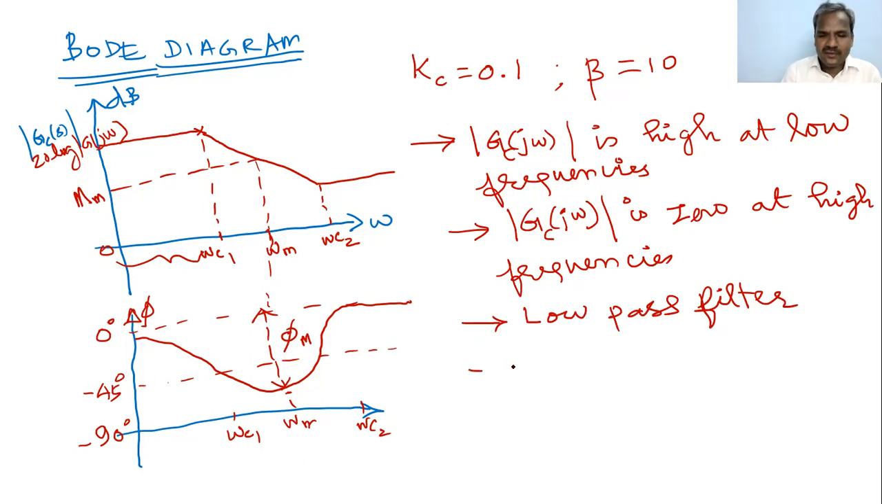So we have to choose the beta value from 3 to 10. Similar to the lead compensator, if we vary the beta value from 3 to 10, what happens to the magnitude plot? Let's have the magnitude plot.